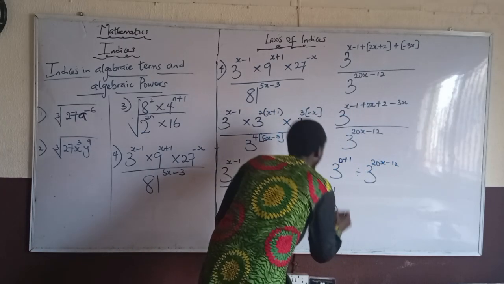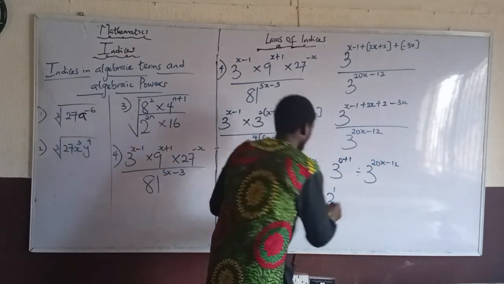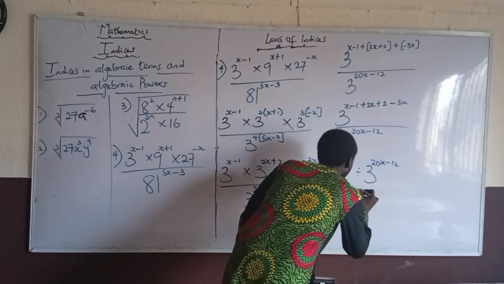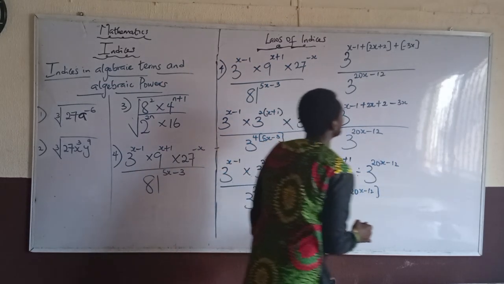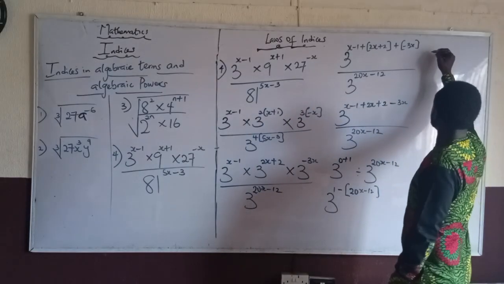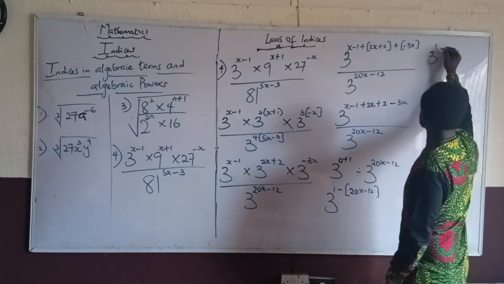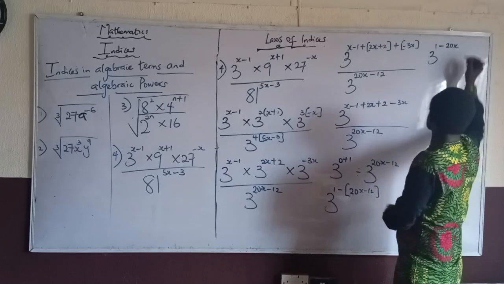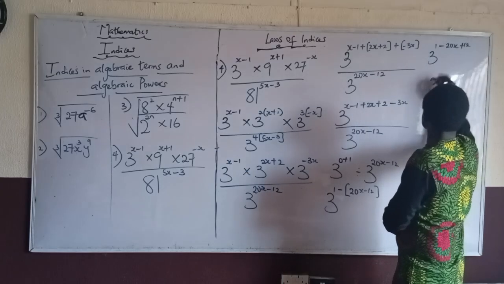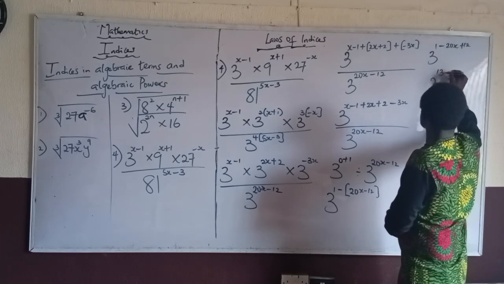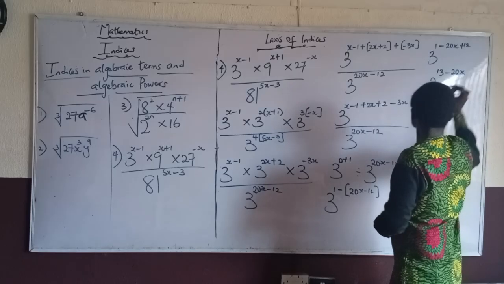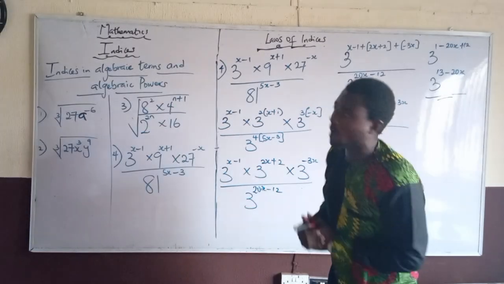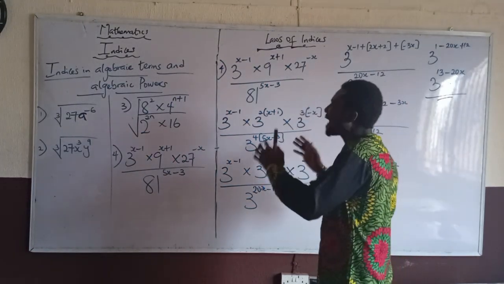Here becomes 3 raised by 1 because 0 plus 1 is 1. Minus, division is there, so I have to subtract the power. 20x minus 12. So here becomes 3 raised by 1 minus times plus minus, times minus plus. Here becomes 3 raised by 1 plus 12, 13 minus 20x. That is the final answer. So that is indices in algebraic terms and algebraic powers. So you are also done with this part of indices.